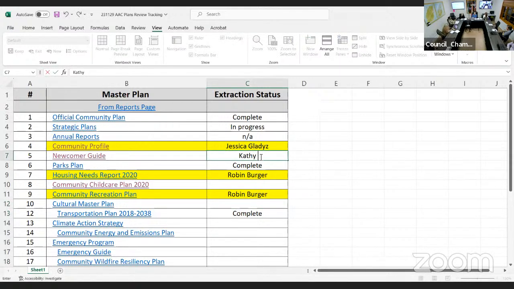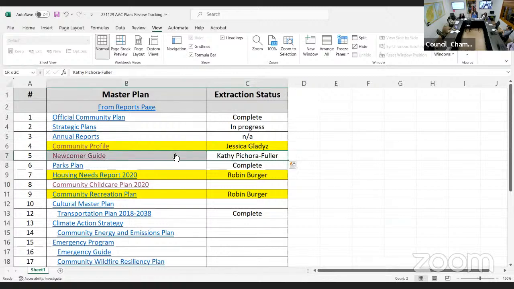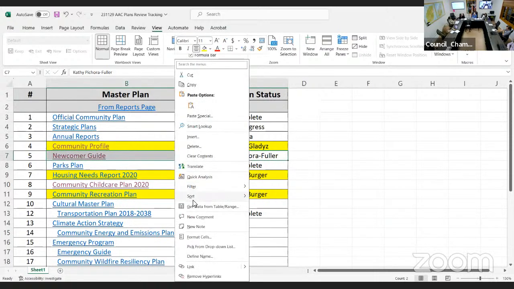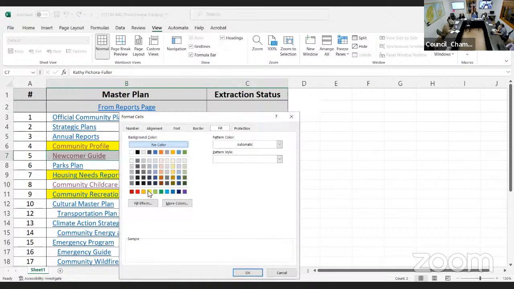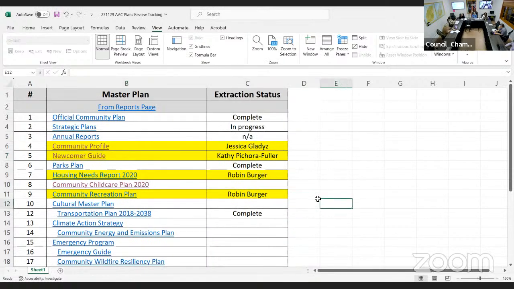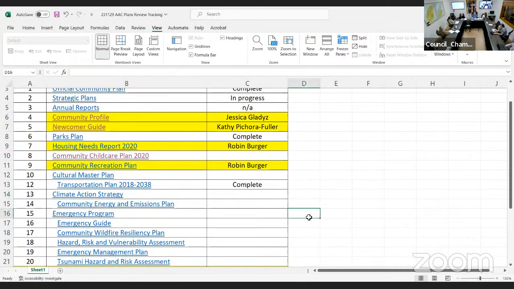I'm curious about that. Parks plan is complete. That's done. Housing is Robin. Community childcare plan, do we want to do that one? Do we need to do them all today, do you think? I don't think so. Robin seems kind of busy. Peter and Janet may want to pick up some of these next meeting. But this is a doable task, we just check it off.